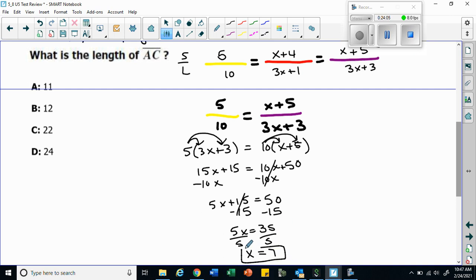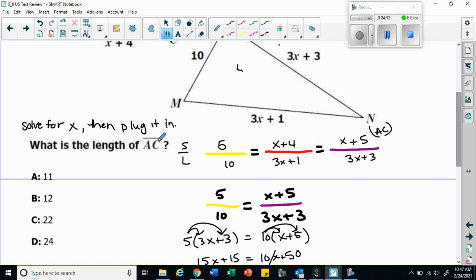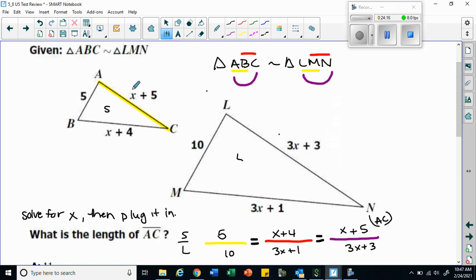And as you can see, that's not an answer choice here. You got to go back and read what they're asking us to do. They want us to find the length of AC. So if we go back to AC, we realize that AC is X plus 5, and X is 7. So if we plug in our X, which is 7 plus 5, what does that give us? 12. So AC equals 12.